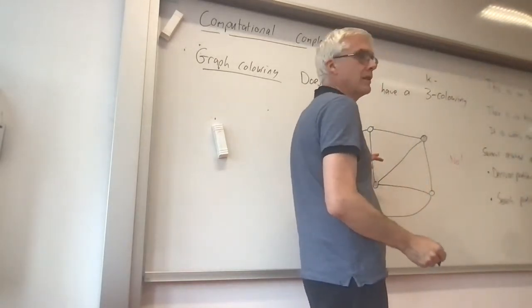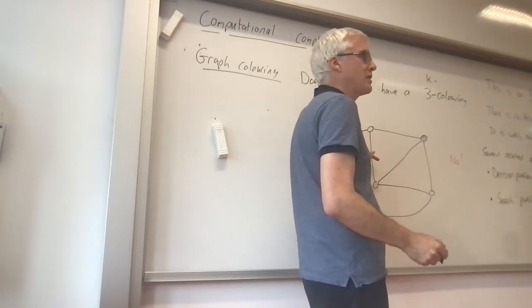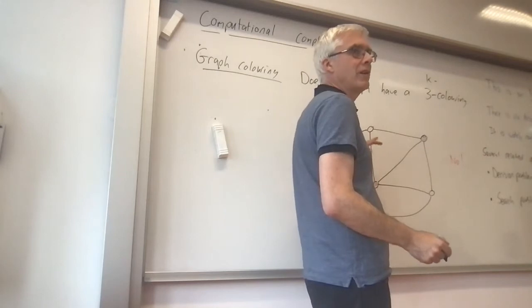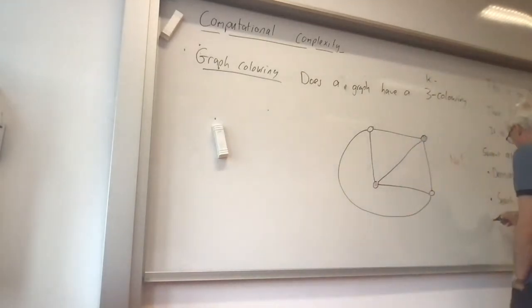And there's a third problem here that one might be interested in, which is not just does a k-coloring exist or find one, but how many different k-colorings are there? So count the number of k-colorings. So there's also the counting problem: how many k-colorings are there?